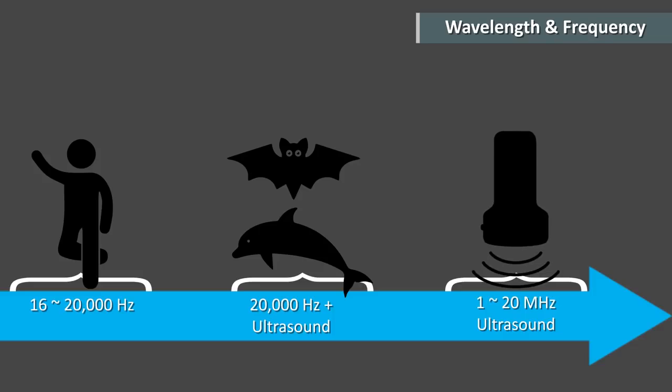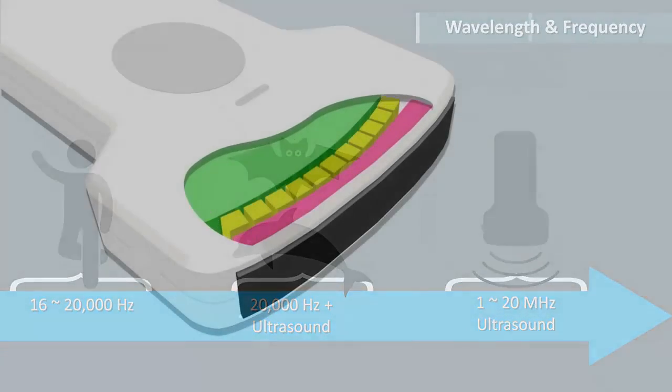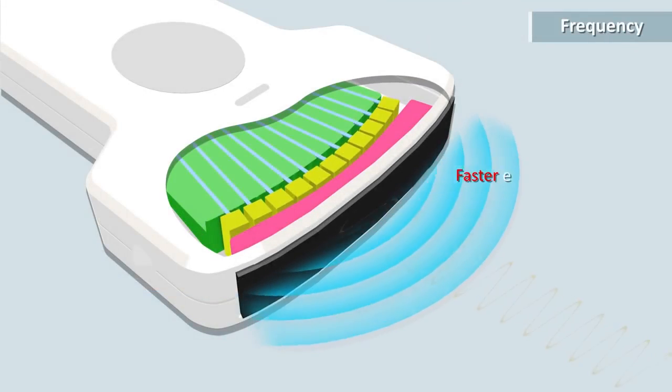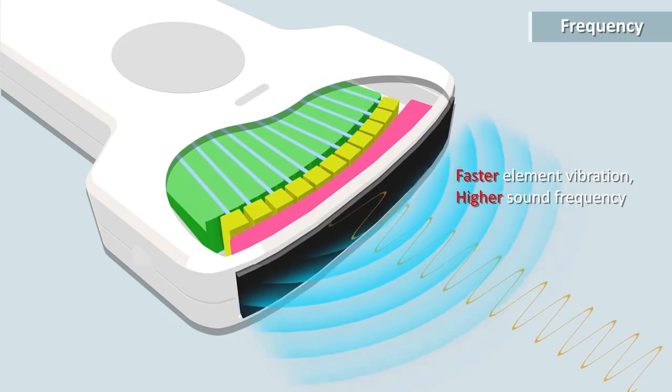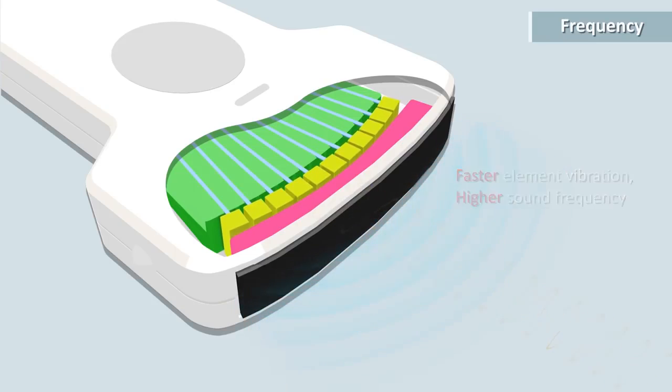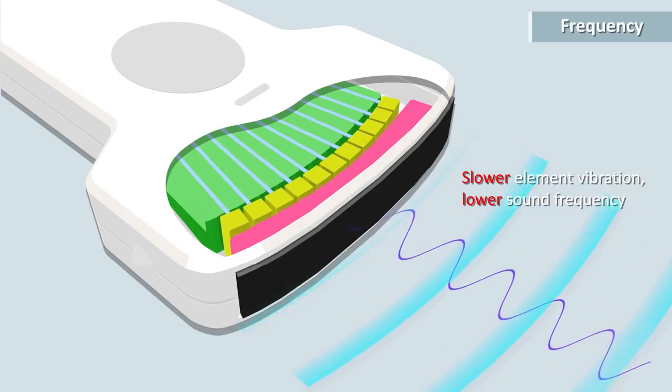In the case of typical ultrasound imaging, the frequency range is between 1 and 20 megahertz. Smaller piezoelectric elements vibrating relatively faster generate higher frequencies. Larger piezoelectric elements vibrating relatively slower will create lower frequencies.